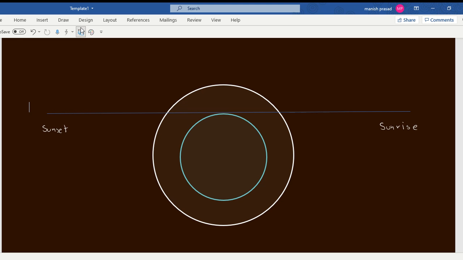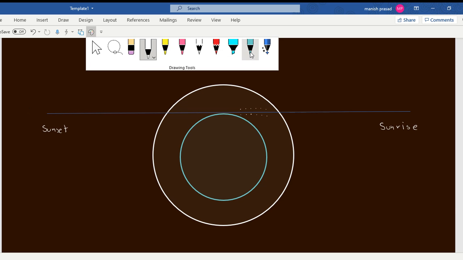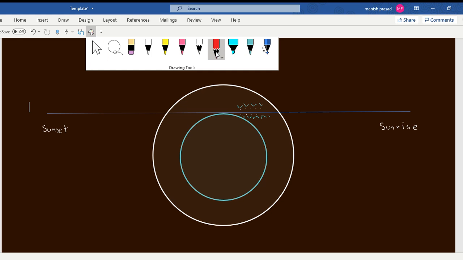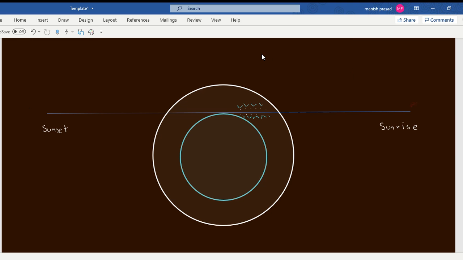Okay, what is happening? Look here, the distance is greater. When the distance is greater, what will happen? Almost all the blue light is going to get scattered, and our sun will appear reddish in color. Reddish in color.